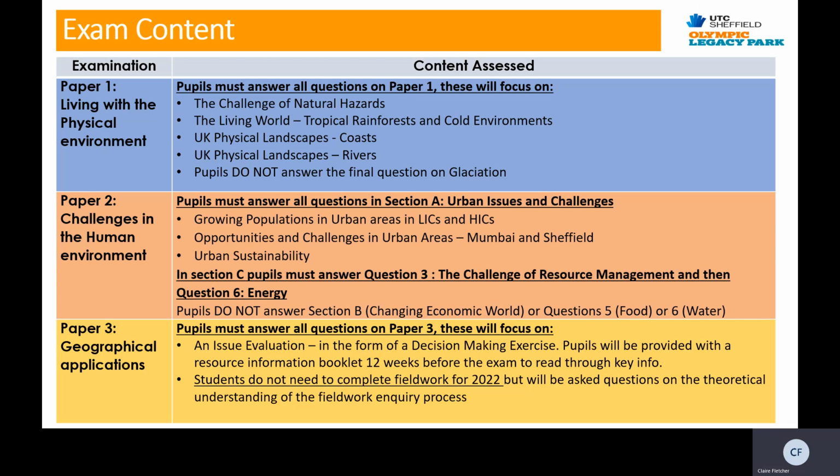So paper 1, as I say, has not been amended that much. However, there are some changes to paper 2. Now, paper 2 is human geography. So that effectively focuses on urban issues or challenges on cities and built-up areas. So for paper 2 this year, pupils still answer the whole of section A.